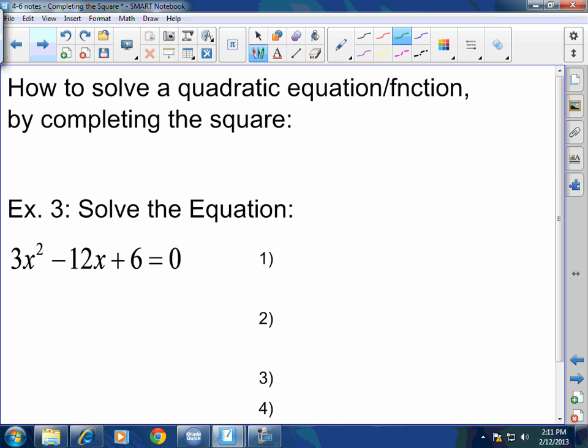Next, how to solve a quadratic equation function by completing the square. Okay, here we go.